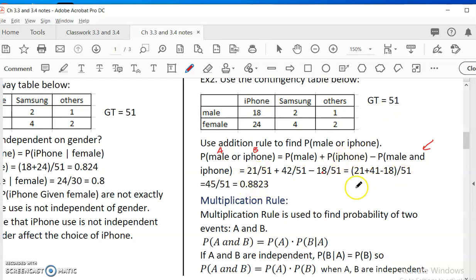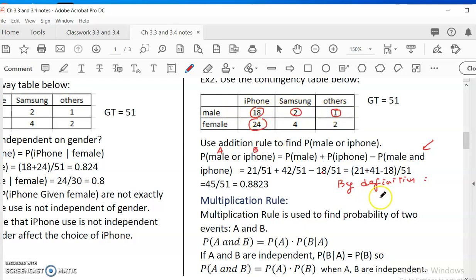Versus if you do it by definition, as we did before in 3.1, by definition the probability of mail or iPhone would just be circling all the iPhone, all the mail. These are all the mail.